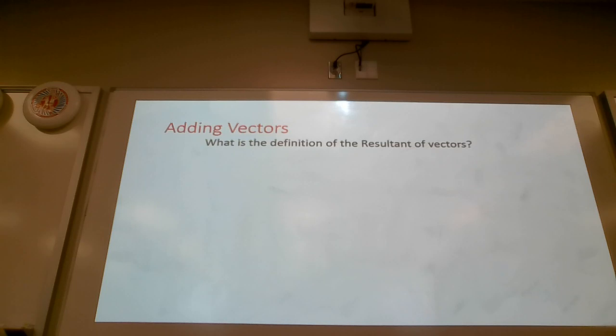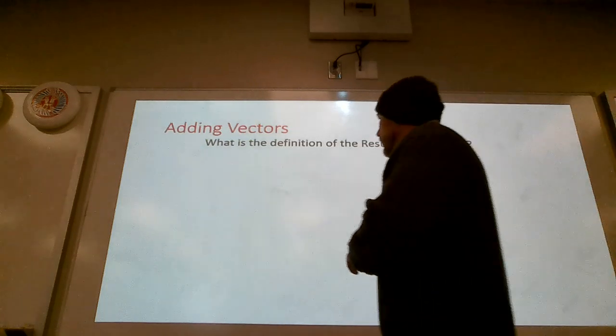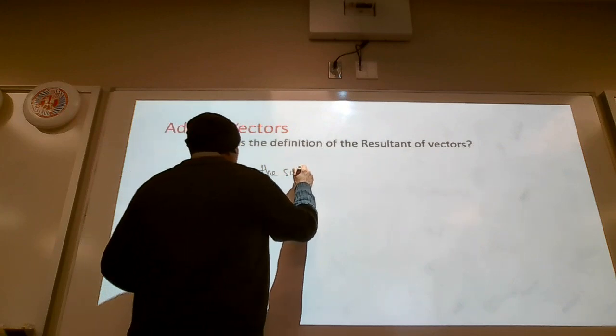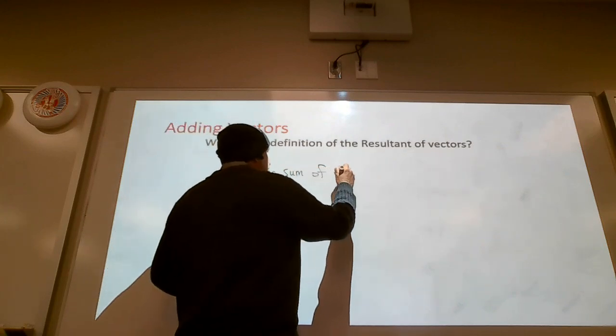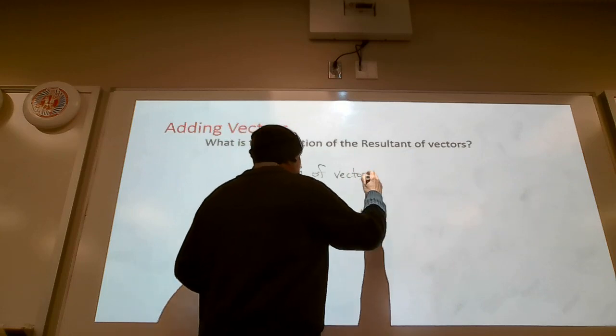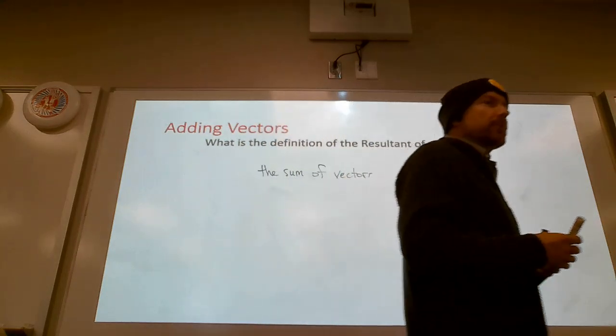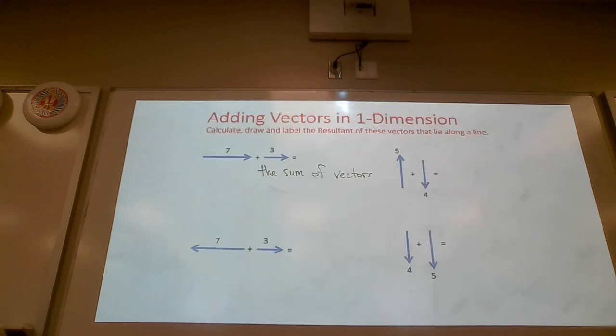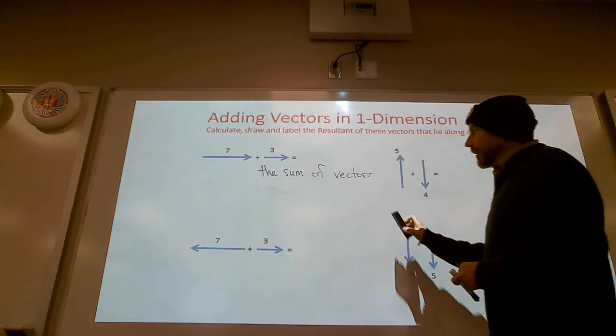Okay. Resultant. When we say find the resultant, this is the sum of vectors. You're adding them up. We're going to say resultant, think sum of. The resultant. Okay. All right. This is brain busting. You ready for this?